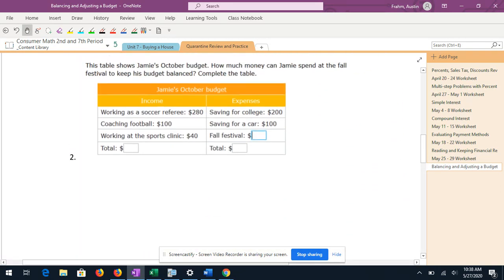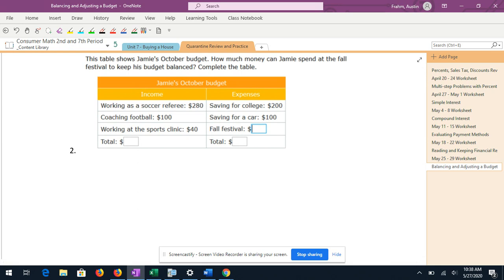So let's do another example. Number two. Now this table shows Jamie's October budget. How much money can Jamie spend at the fall festival to keep his budget balanced? Complete the table. Now we have a missing value in the expense column. So our work is going to follow the same steps, but now step number one is going to be calculating total income, since that's the column that is already completely filled out.